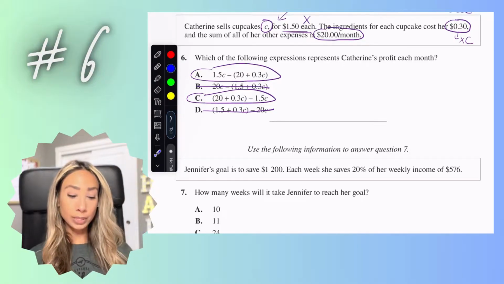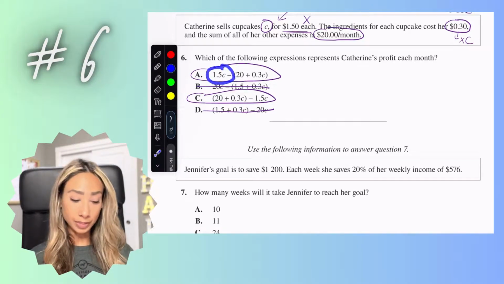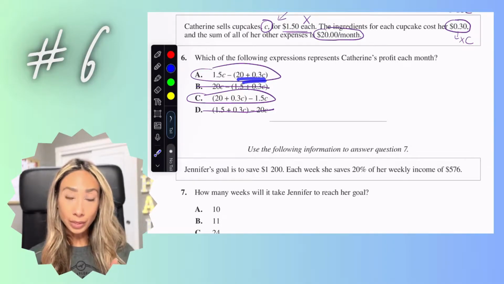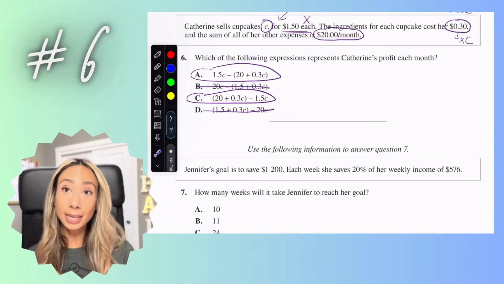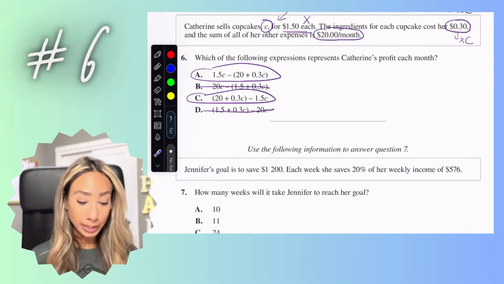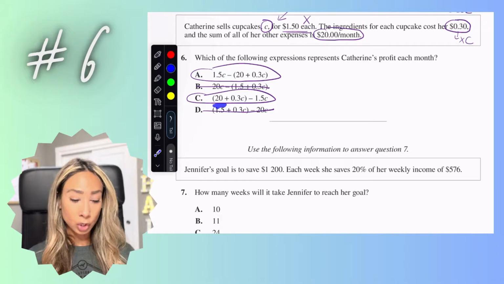For option A, we're saying it costs $1.50 per cupcake, but we need to remove the cost of the ingredients and the $20 flat rate. So to me, that seems really good because that's going to calculate her profit, right? If we look at C, we're saying it's the $20 and the profit, and we're taking away $1.50.